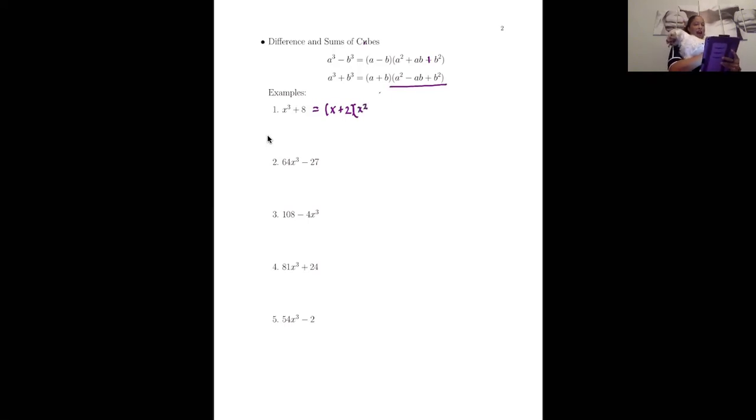And then I have minus AB. And our A was x and our B was 2. So I have a minus 2x. And then again, my B was 2, so I'm going to square it. So I have plus 4. Now you can always check to see if this part factors, but in this case, I don't believe it does.